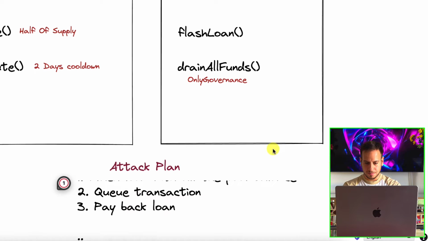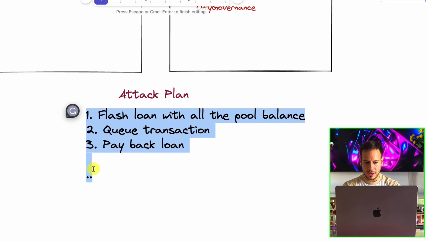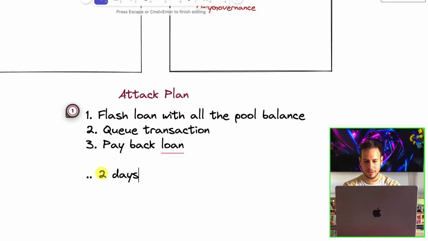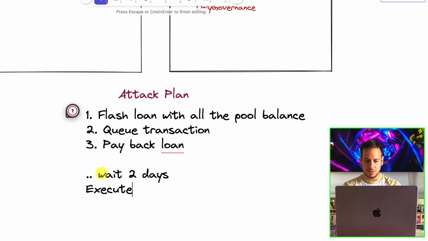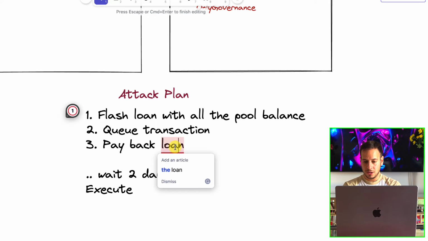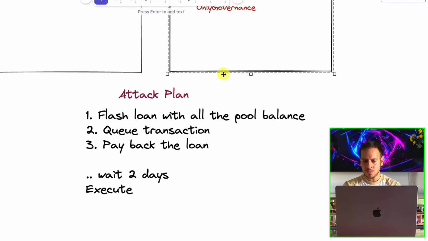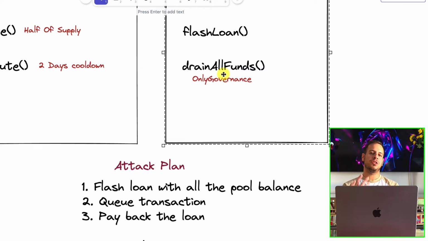Then we're gonna wait 2 days, okay? Because we have this kind of cooldown where we have to wait 2 days until we can execute the queued transaction, and then obviously execute the transaction, which doesn't require much. So this is the plan of the attack, and once we have the attack plan, it's much easier to implement it.